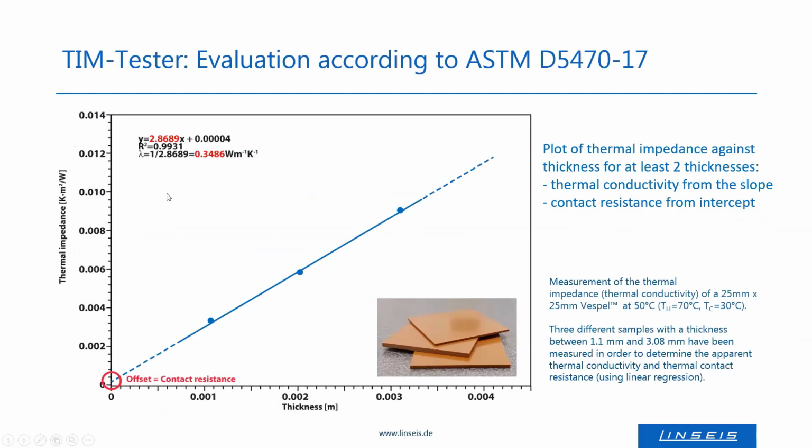And if you plot the thermal impedance of these three thicknesses against their thickness, you will find 3 points which are hopefully on a straight line. And from the slope of this straight line, you can calculate thermal conductivity. And the interface, the offset, is the so-called contact resistance. The example shows a Vespel material, a polymer.